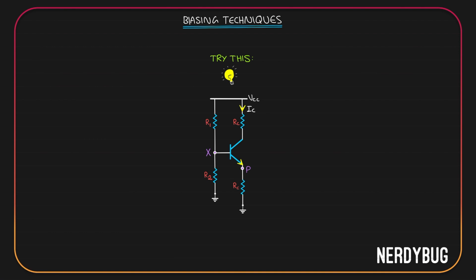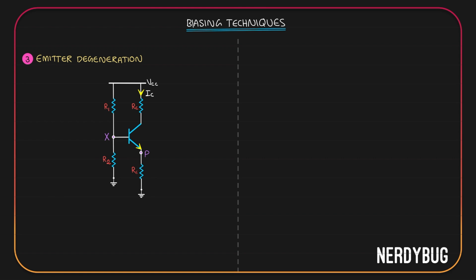Let us try this. There is one resistor at the emitter and I have called it RE. This method is called emitter degeneration. Let us see how it works. I have marked this point as P. So potential here can be taken as Vp. This point is X. Potential here can be taken as Vx. X is at the base. So we can write potential at the base Vb is equal to Vx. The same way P is at the emitter. So potential at the emitter Ve is actually just Vp.